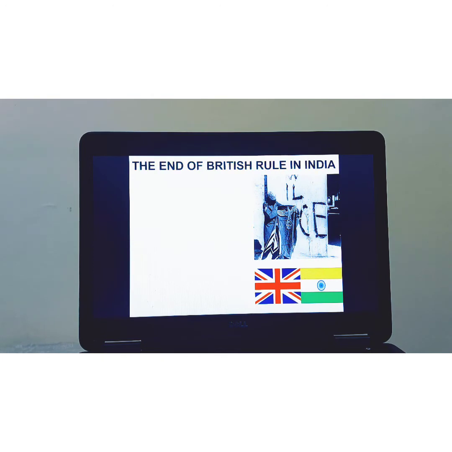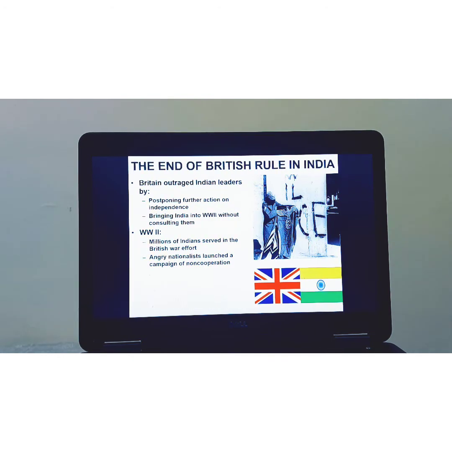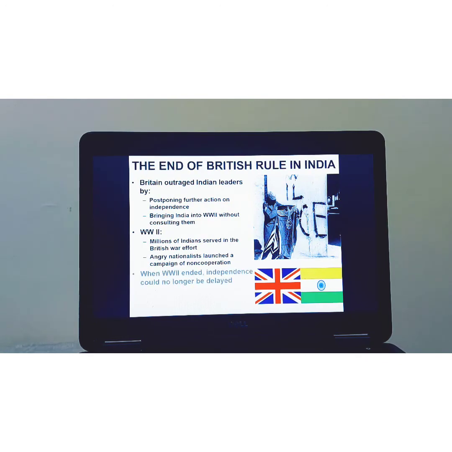The end of British rule in India. Britain outraged Indian leaders by postponing further action on independence and bringing India into World War II without consulting them. Millions of Indians served in the British war effort. Angry nationalists launched a campaign of non-cooperation. When World War II ended, independence could no longer be delayed.